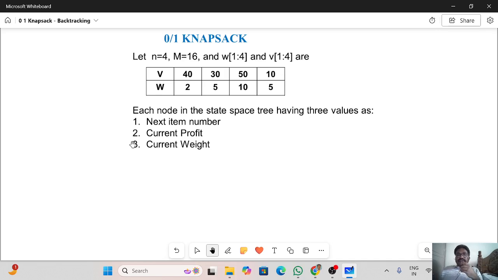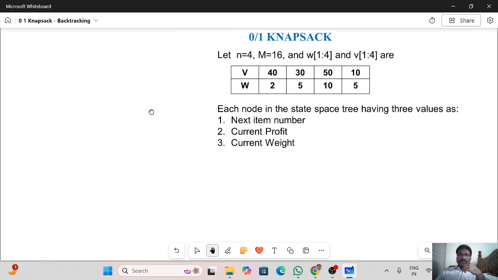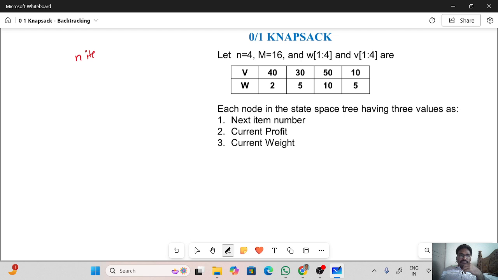Hi everyone. In this session I am going to discuss the 0-1 knapsack using backtracking. First, I want to give a very quick review of what the 0-1 knapsack problem is. We have n number of items. Each and every item has its own profit and weight. So P1 W1, P2 W2 and so on, Pn Wn.